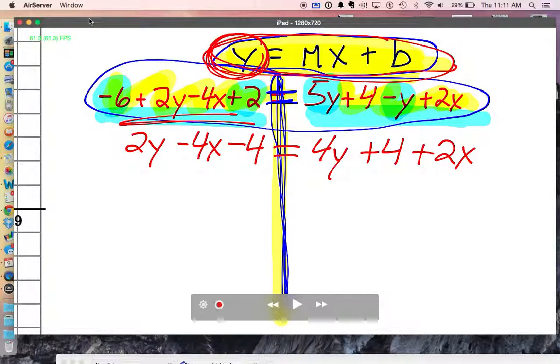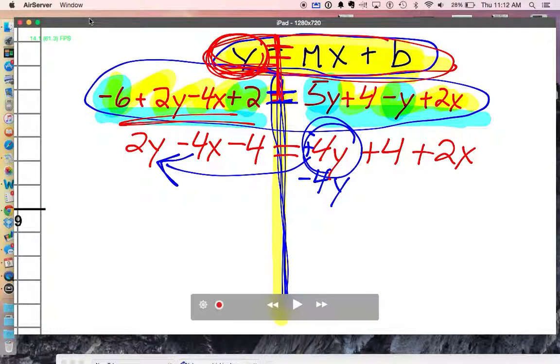So we want to get all the y's on one side of the equal sign, in this case on the left-hand side. So we need to move our +4y over to this side. And the way that we manipulate things is we do the opposite. So this is a +4y. The opposite of a +4y is a -4y. Whatever you do to one side of the equal sign, you have to do to the other side of the equal sign. So I subtract 4y from both sides.